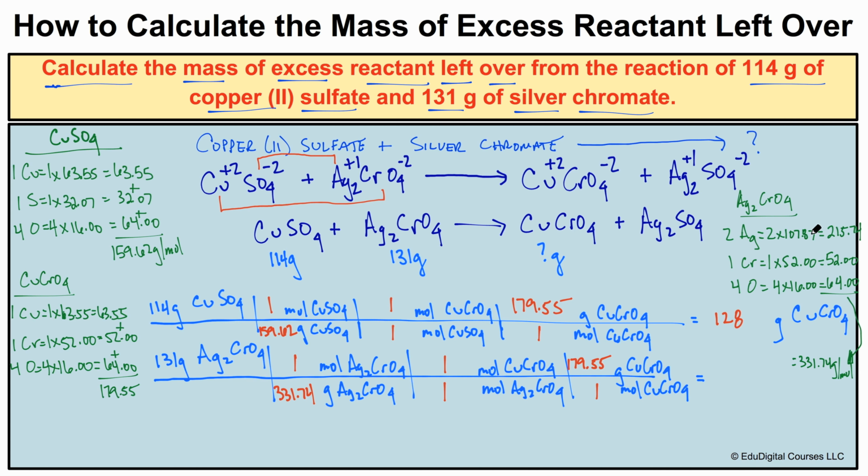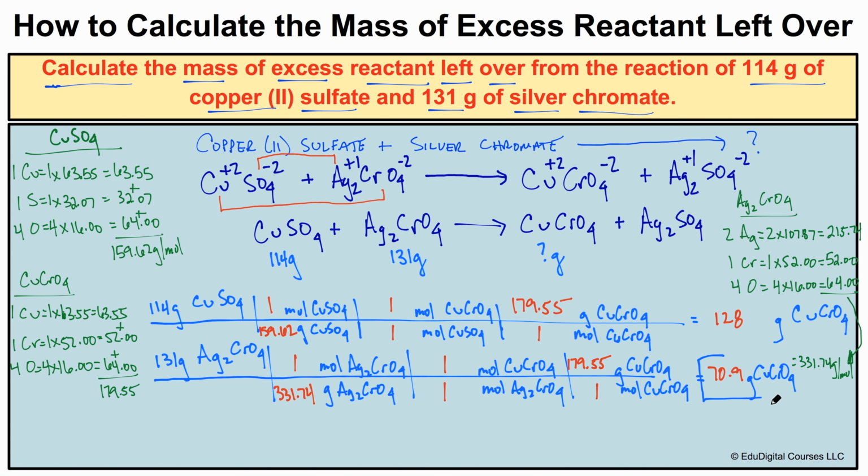So let's go ahead and put this in our calculator. We'll take 131 divided by 331.74 times 179.55, and we're going to end up with 70.9. 70.9 what? Grams of CuCrO4. So if we take a look here, how much CuCrO4 can be produced? Is it this much or is it this much? Well, we're going to go with the lower of the 2 quantities.